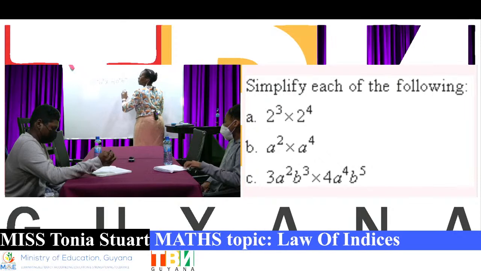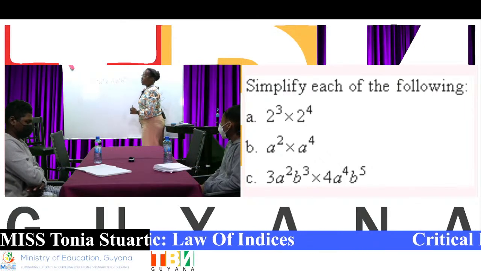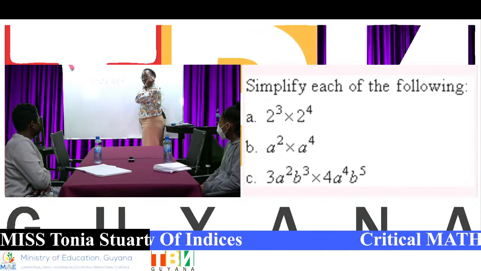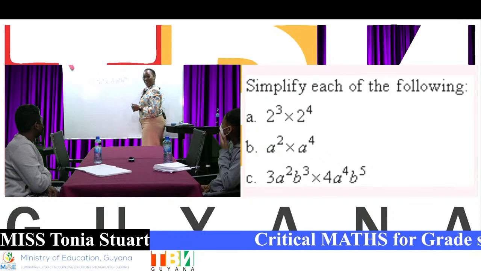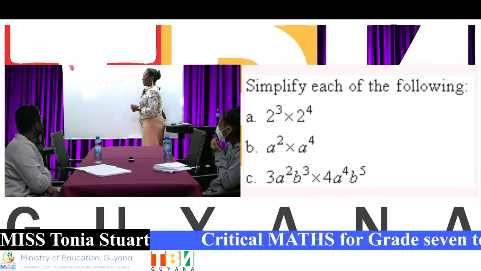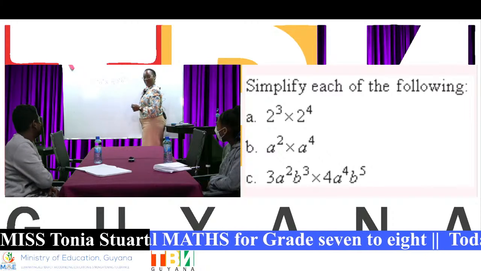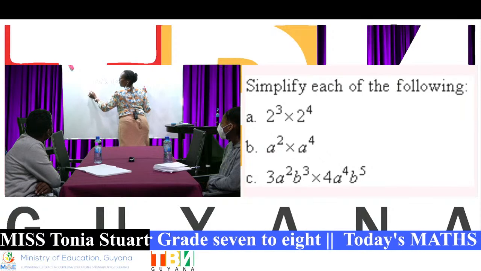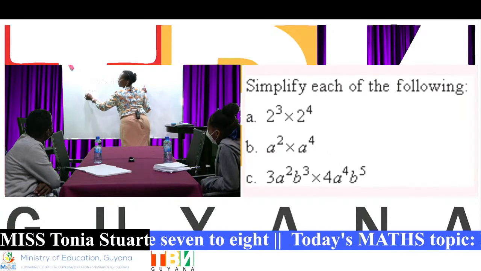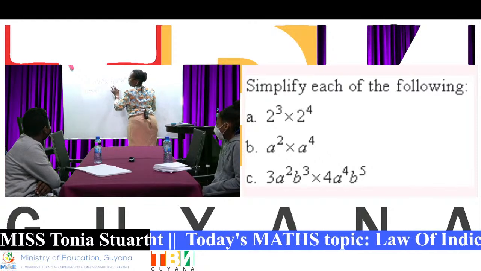Great. Now what do you notice with this one here? You have 2 variables. What else? The bases are different. What else do they have? You have coefficients. So what do we do with the coefficients? We do it as normal, multiplying 3 by 4.